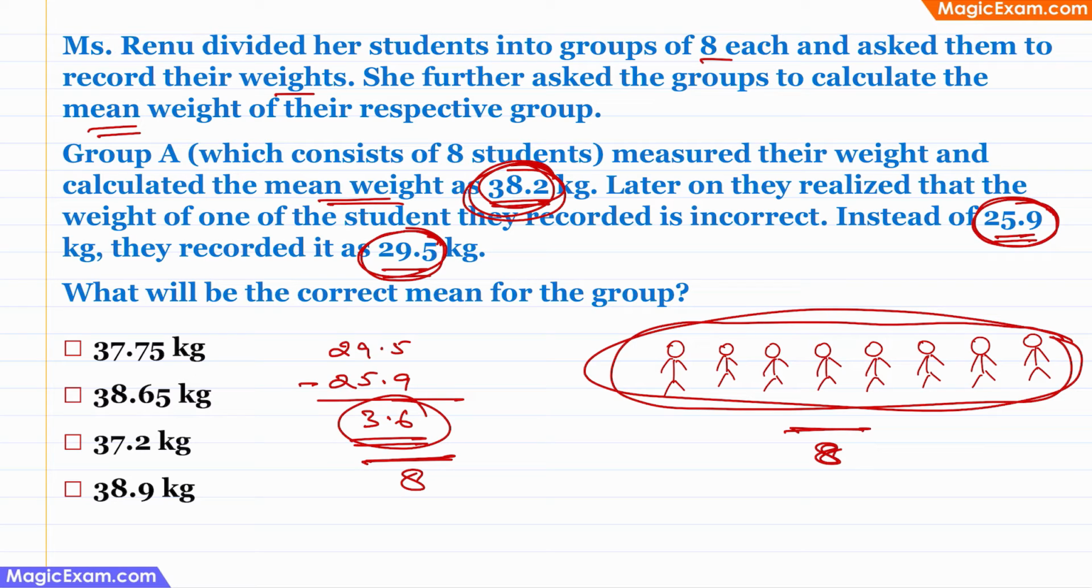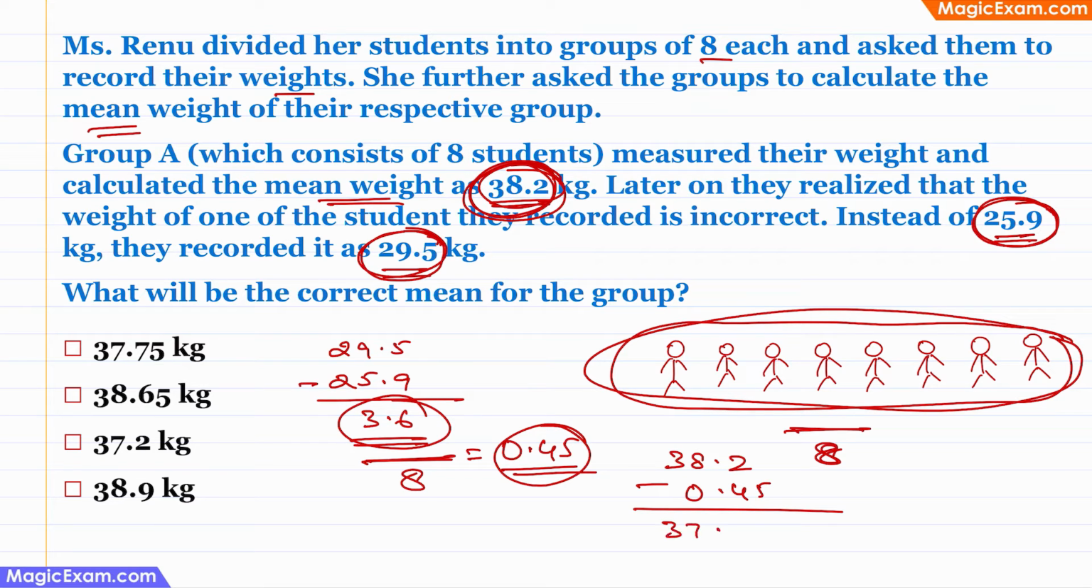So which means that 3.6 also would have gotten divided by 8. So if we divide 3.6 by 8, we will get 0.45, which means that the average or the mean has been increased by 0.45. So we have to reduce it by 0.45. So 38.2 minus 0.45. So if we do that, we will get 37.75. So the correct answer here is 37.75.